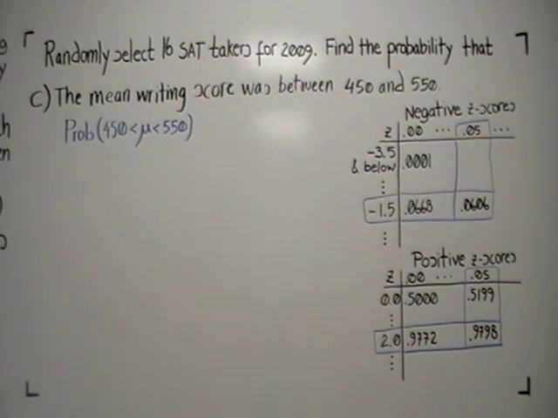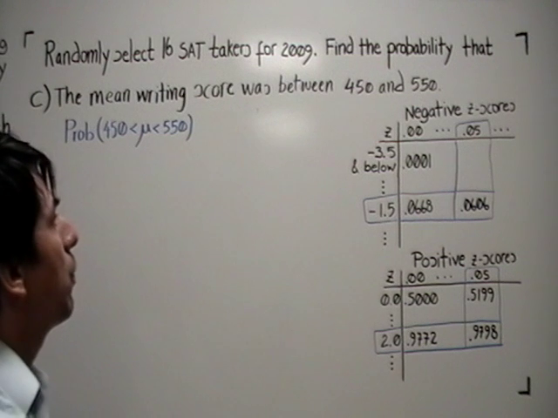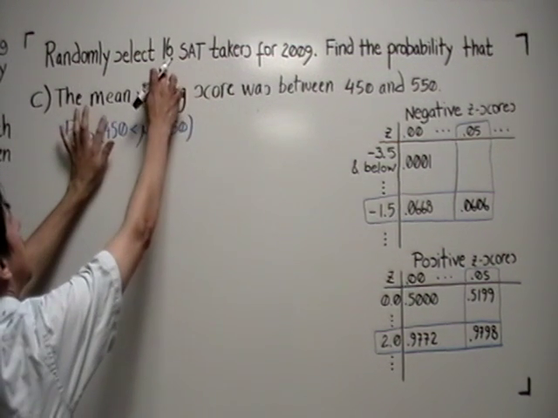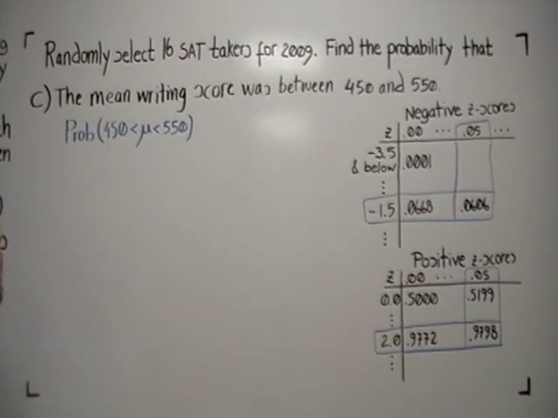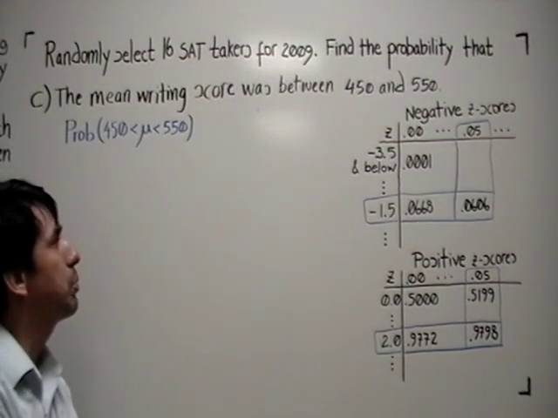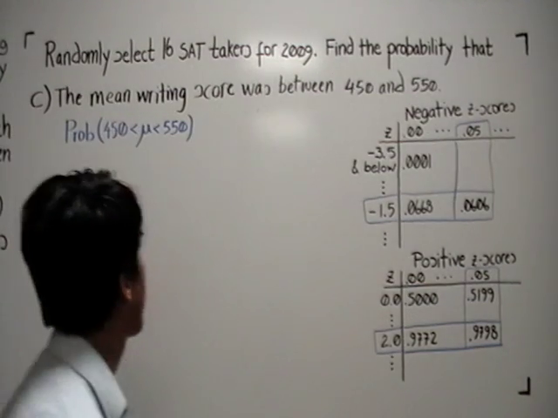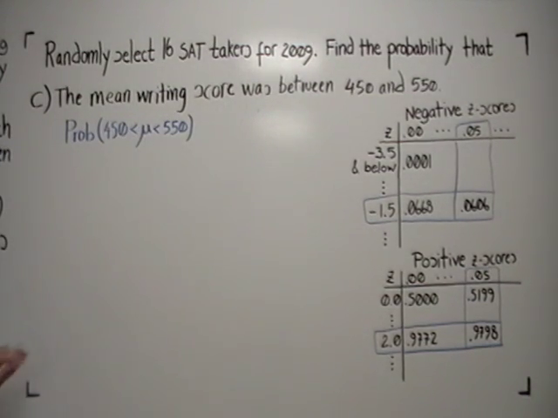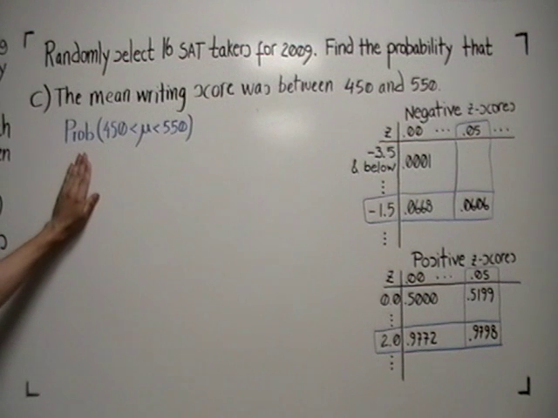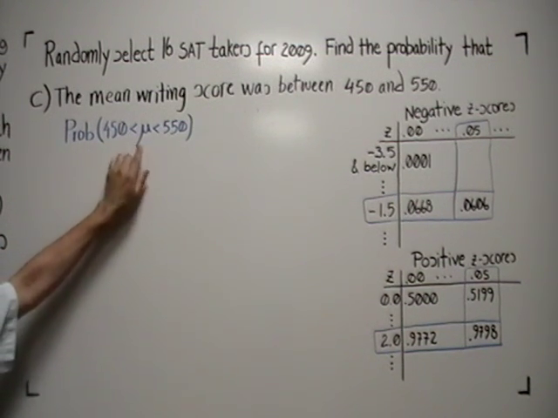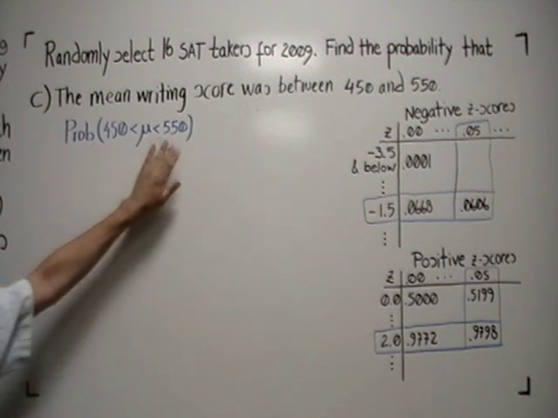We randomly select 16 SAT test takers for 2009. We want to find the probability that the mean of those 16 writing scores was between 450 and 550. So that is the same as saying that we want the probability that the variable mu, the mean, is between 450 and 550.